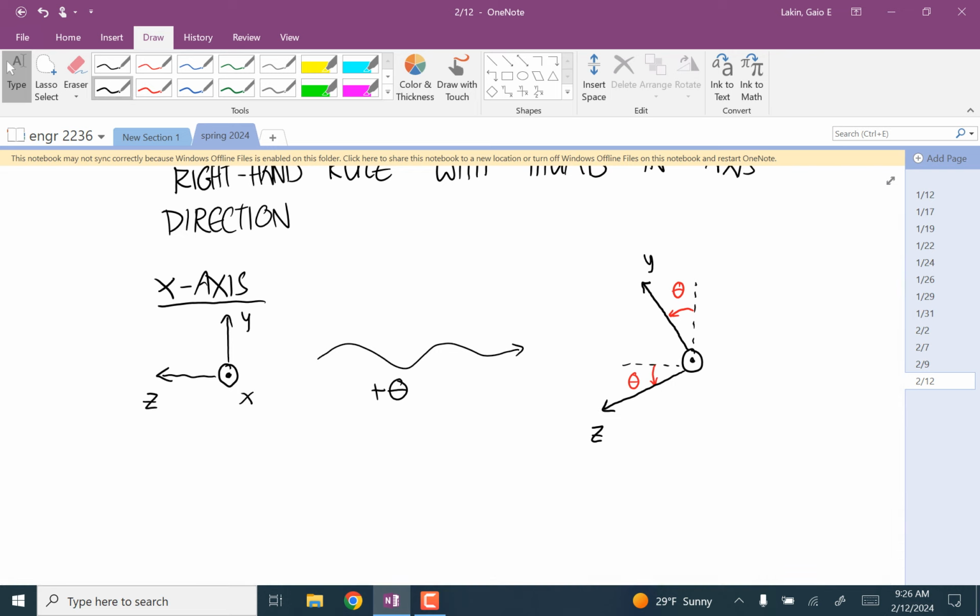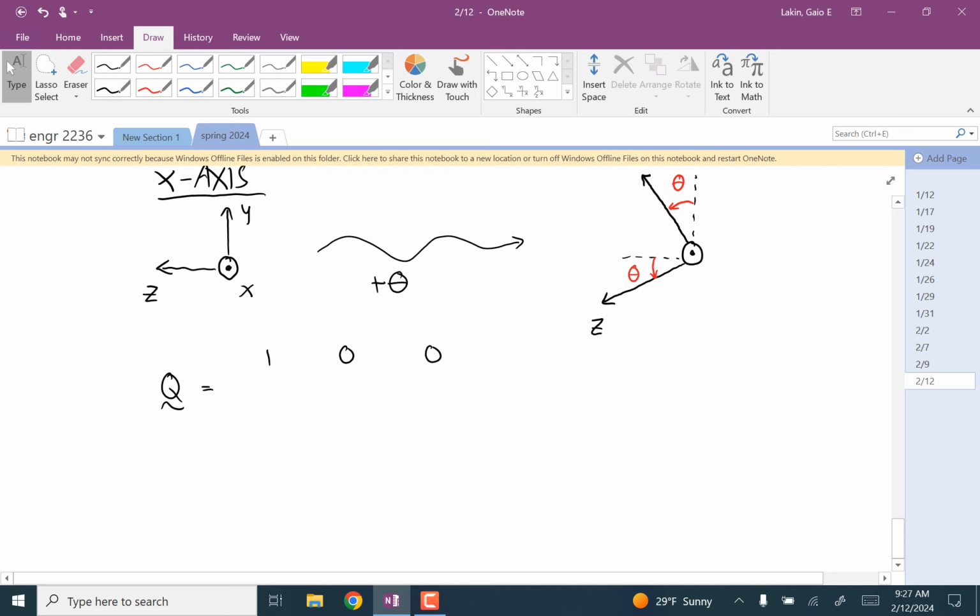Okay? And the rotation matrix is 1, 0, 0, 0, cosine of theta, sine theta, 0, negative sine theta, cosine of theta.